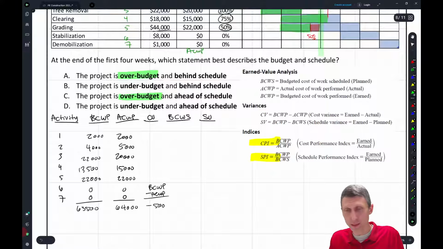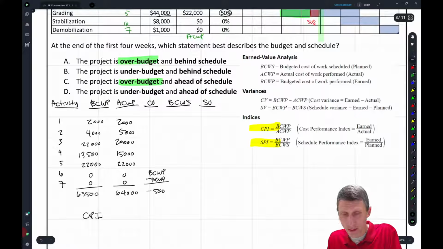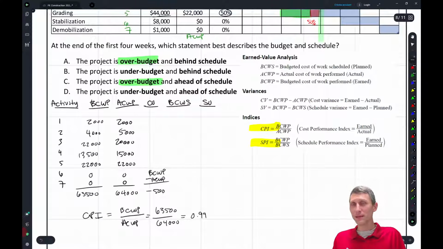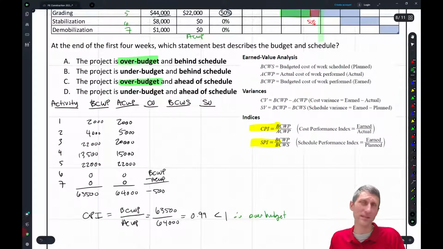So we know it's going to be over budget, and now we have to figure out the schedule. The other thing that you could look at, and the other kind of question that might get brought up here, is what's the CPI? The CPI is going to be the budgeted cost of the work performed divided by the actual cost of the work performed. And what do we get here? 63,500 divided by 64,000, and this is going to be equal to about 0.99. So what does that mean? It's less than 1. Less than 1 means it's over budget. So it's only like 1% over budget.